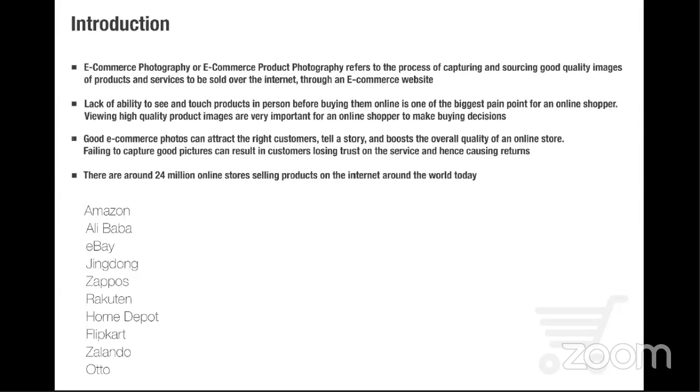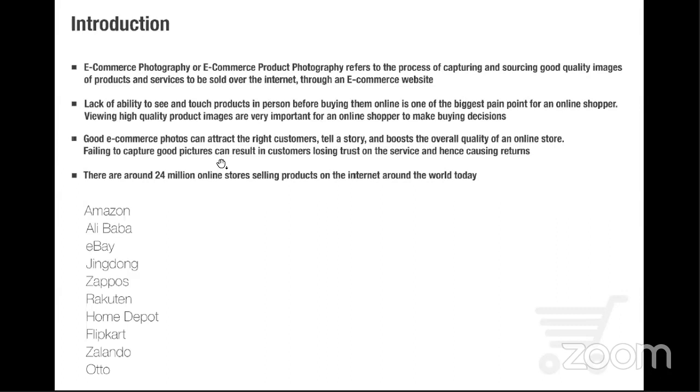So this is something that is very important, guys. We as photographers need to understand this and contribute to the growth of the business of an e-commerce site. So that's what the third point talks about here, right?